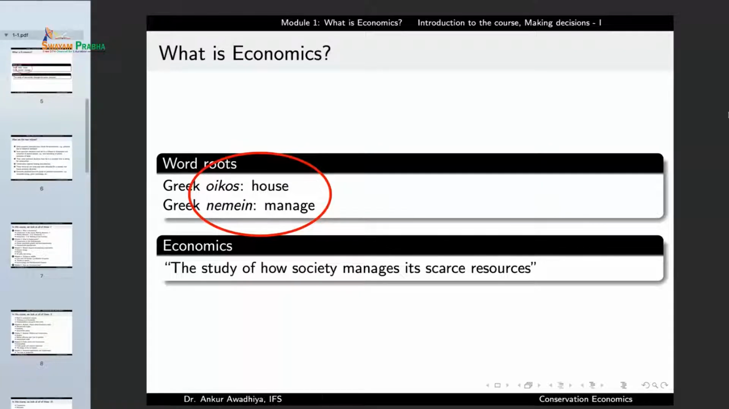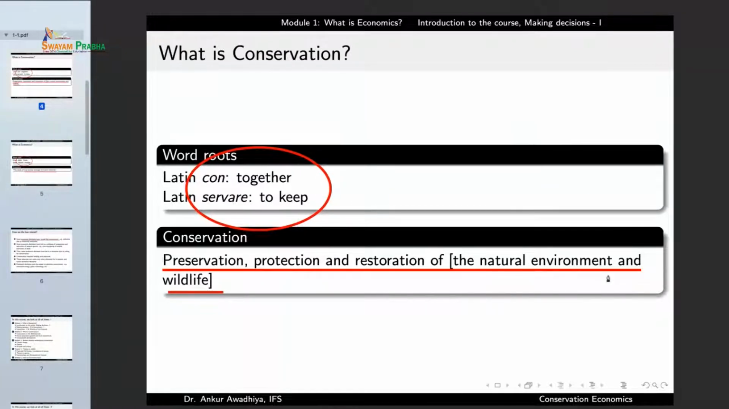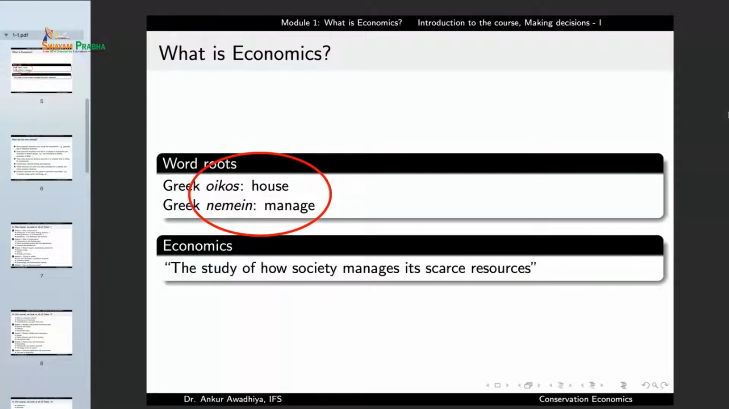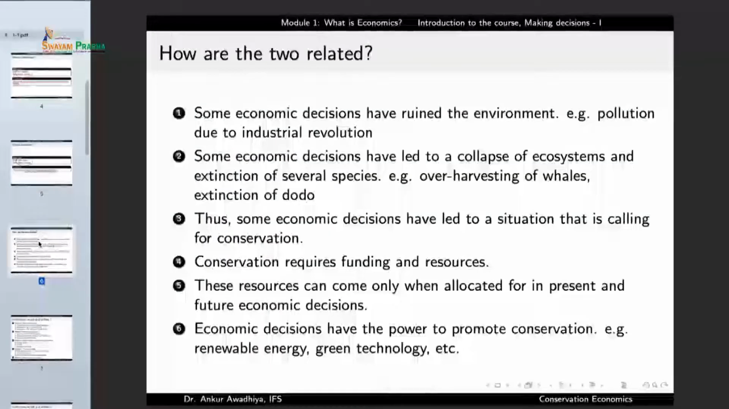Now, how are conservation and economics related to each other? In conservation, we are saying that we need to keep things together, we need to protect the natural environment. And in the case of economics, we are saying how does the society manage its scarce resources? So, how are they connected to each other? Well, there is a very great, intricate relationship between both of these because certain economic decisions have ruined the environment. Things like pollution due to the industrial revolution.